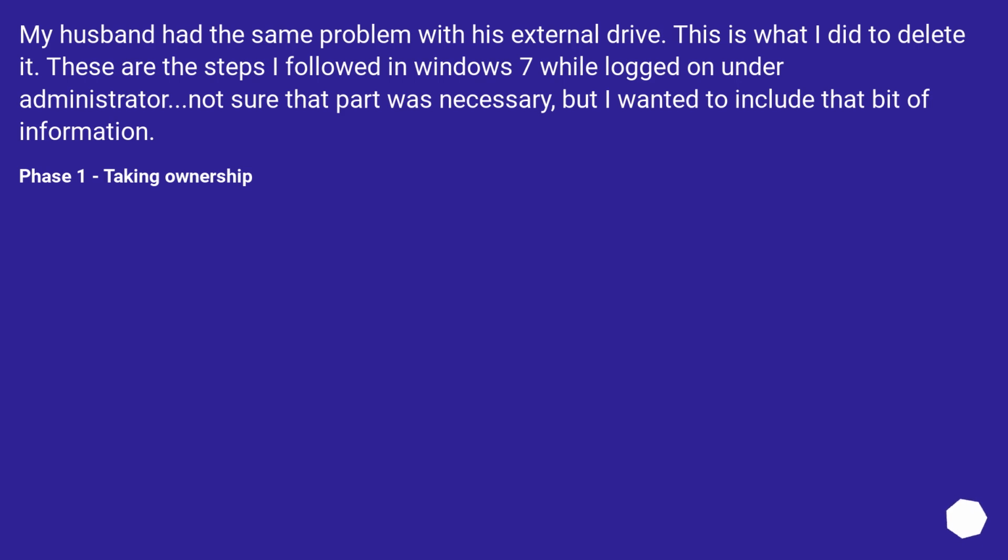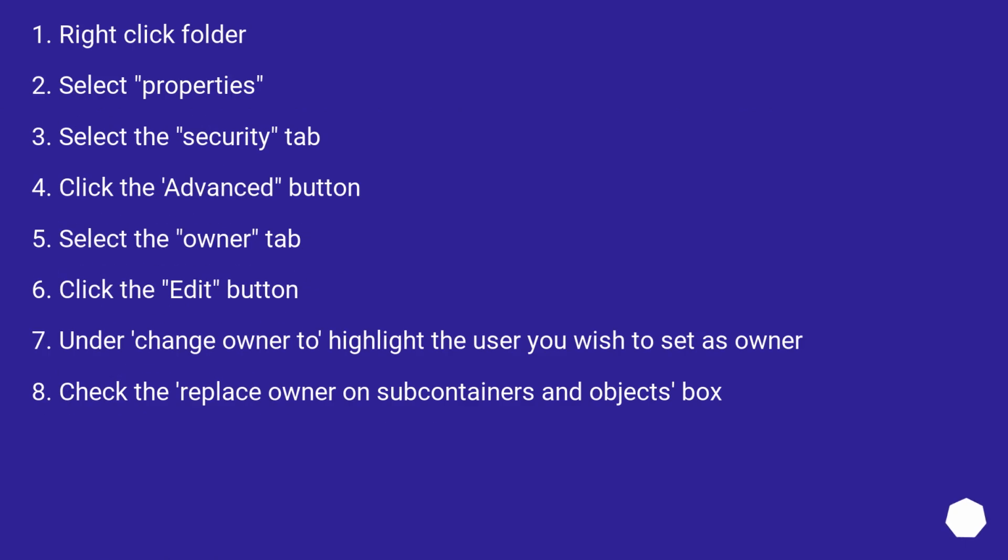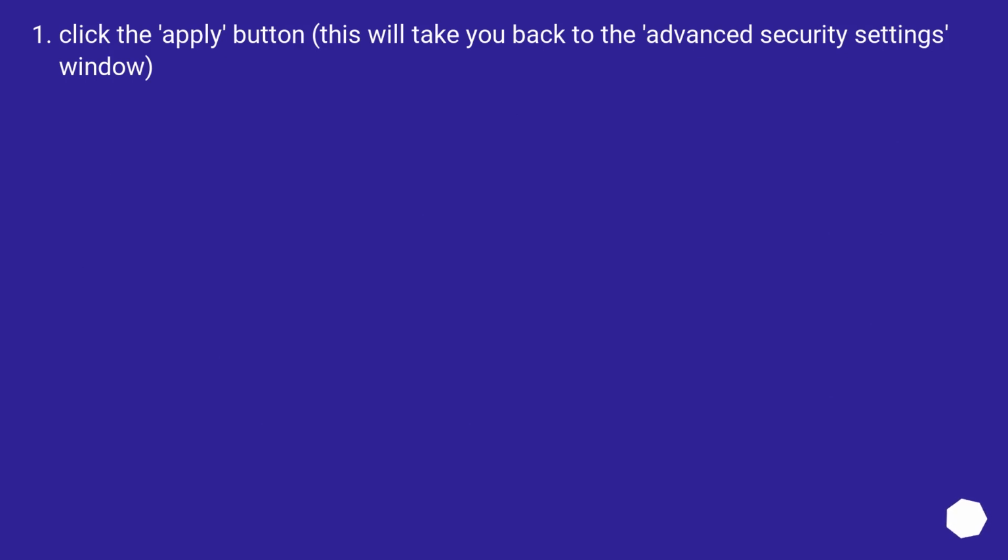Phase 1. Taking ownership. Right-click folder. Select Properties. Select the Security tab. Click the Advanced button. Select the Owner tab. Click the Edit button. Under Change Owner to, highlight the user you wish to set as owner. Check the Replace Owner on Subcontainers and Objects box. Click the Apply button. This will take you back to the Advanced Security Settings window.